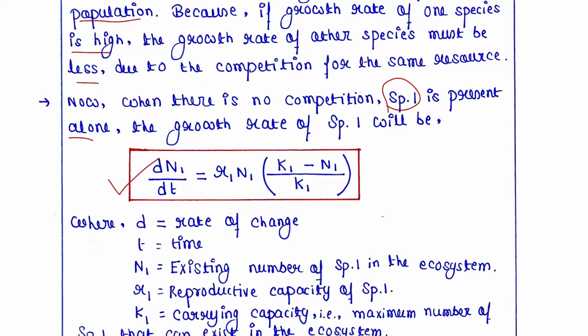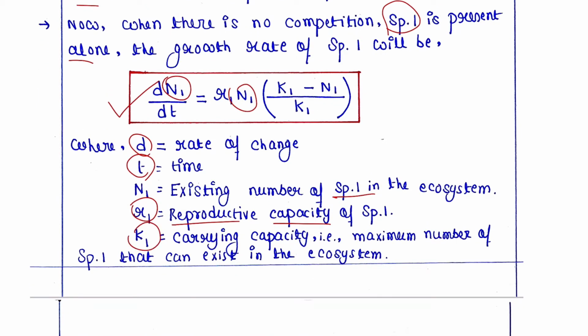You need to remember this formula. So here d is the rate of change, t is the time, n1 is equal to the existing number of species 1 in the ecosystem. So how many species 1 are present in the ecosystem, that is n1. r1 is equal to reproductive capacity of species 1, how they reproduce. And k1 is the carrying capacity. It is the carrying capacity, that is the maximum number of species 1 that can exist in the ecosystem.